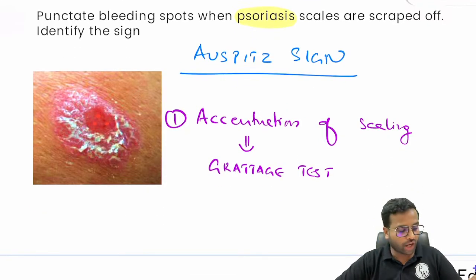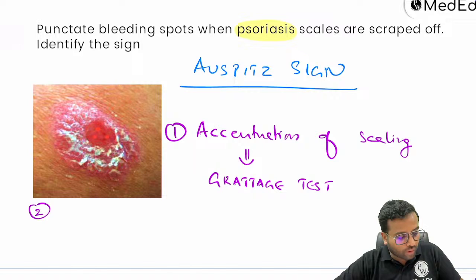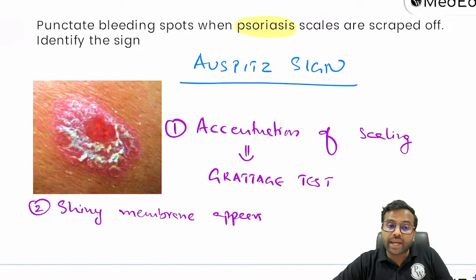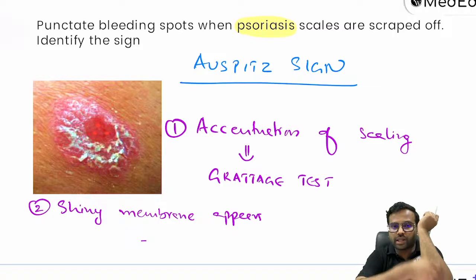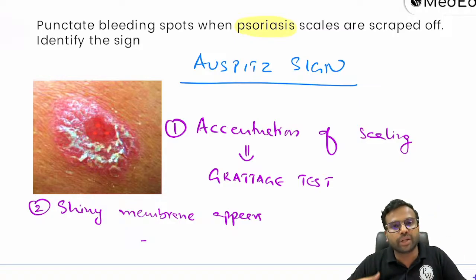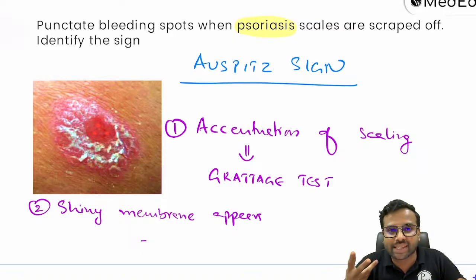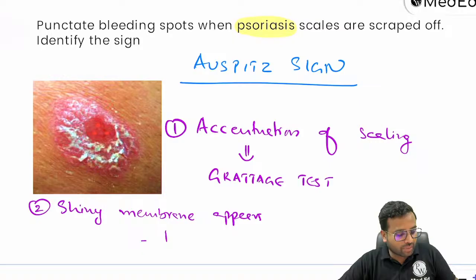At this moment, we are not stopping scraping over the lesion. Once you continue scraping over the lesions, then what happens? A shiny membrane appears over the lesion. And this shiny membrane is called, anyone who can make a guess, what do you call this shiny membrane? Imagine I am scraping over the skin of a psoriasis patient, and as I continue scraping, the lesion or the scaling becomes much more shiny, like a waxy membrane that appears over the skin. And this shiny membrane is called Bulkley's membrane.